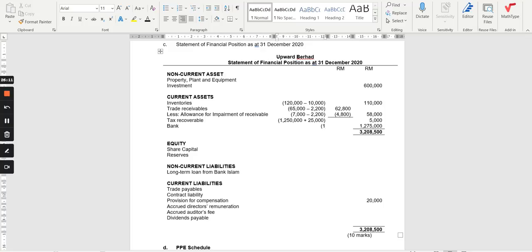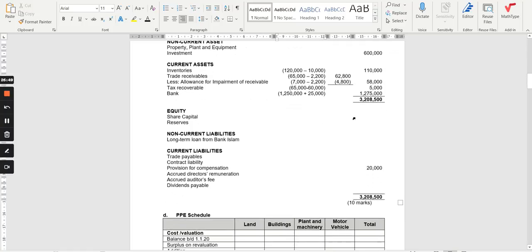It should be 1250. Sorry, the workings is already here. I will just copy and paste it here. Okay, that was the bank balance. Tax recoverable, this is as a result of 65,000 minus 60. Okay, done. We are almost done with our asset.